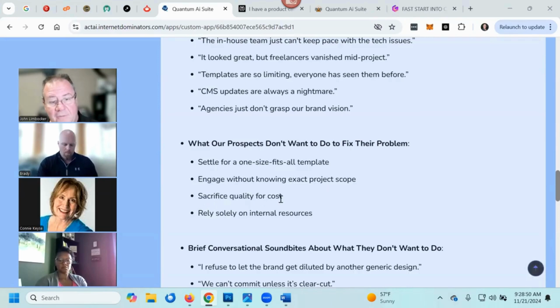Sacrificing quality for cost. So again, that's a really good thing to know. They don't want to sacrifice quality just for a cheap price. So in other words, don't go in telling them you're the lowest, cheapest one on the market. That's not the tack that you should take to win this client over. And they don't want to rely on internal resources. So they are looking to hire a professional. Again, this is really important stuff to understand and know when you're crafting your messaging, when you're creating your sales pages, your sales videos, everything.